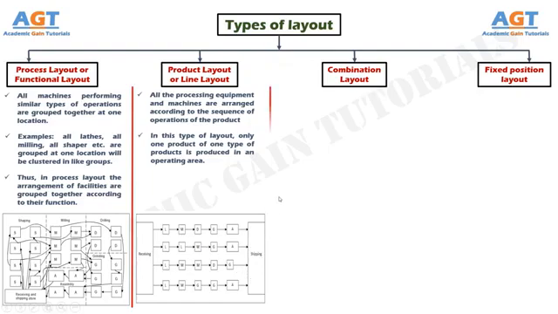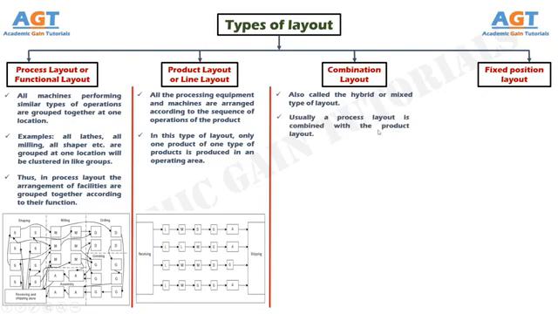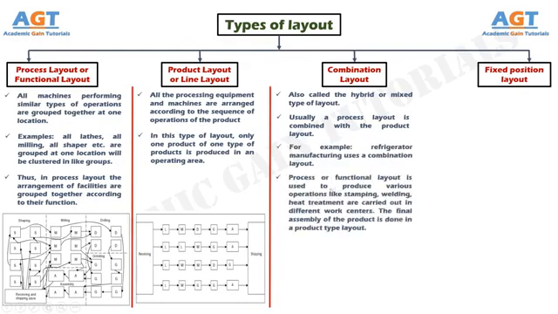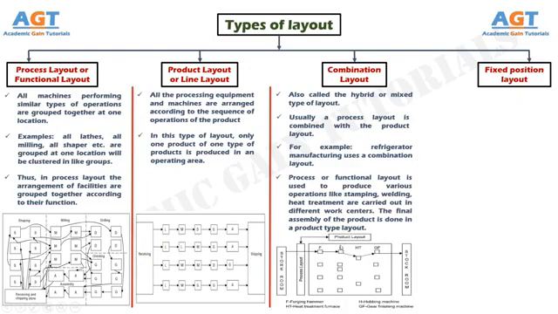Combination layout. It is also called the hybrid or mixed type of layout. Usually a process layout is combined with the product layout. For example, refrigerator manufacturing uses a combination layout. Process or functional layout is used for various operations like stamping, welding, heat treatment, which are carried out in different work centers. The final assembly of the product is done in a product type layout. In this figure we can see a combination layout, where the individual parts of a product go through all required processes using a process layout. Then all these processed parts are assembled together in a product layout, to form the final product.